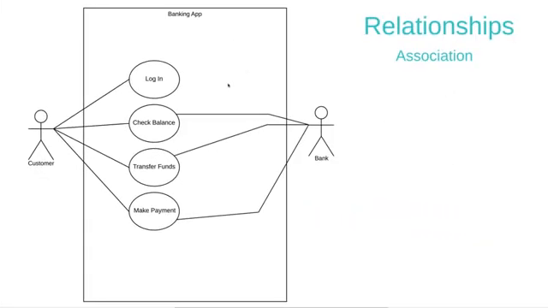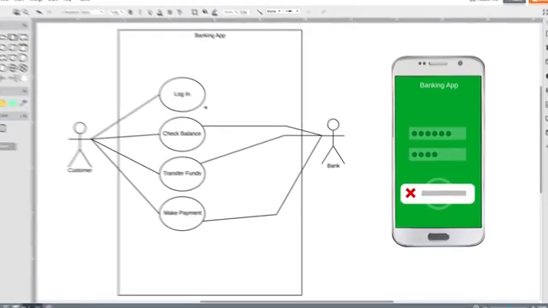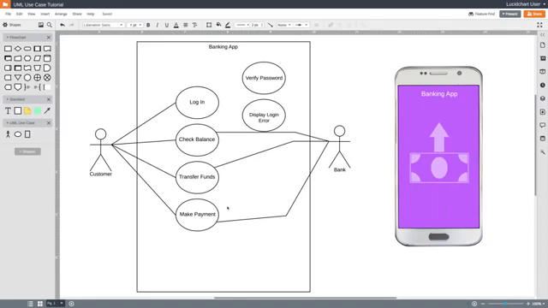There are three other types of relationships in addition to association. There's include, extend, and generalization. Let's build out this diagram with additional use cases in order to explain these types of relationships. When a customer types in their login information, our banking app is going to verify the password before completing the login process. But if the password is incorrect, the banking app is going to display an error message. So let's create two new use cases for verify password and display login error.